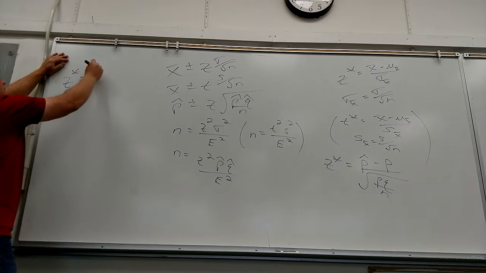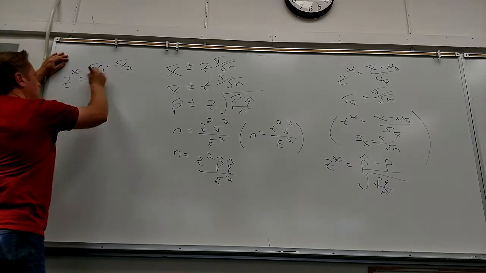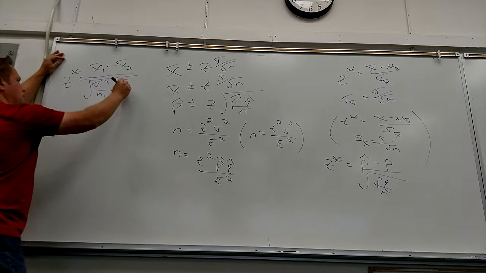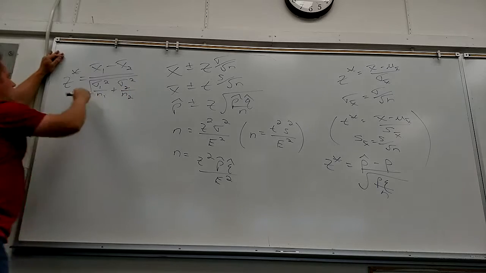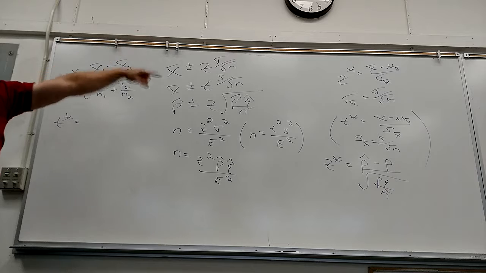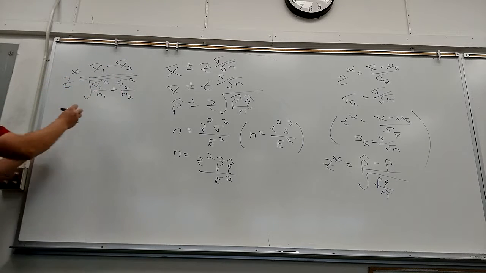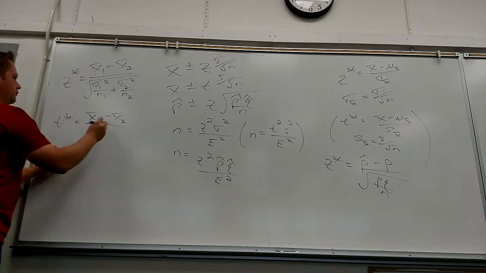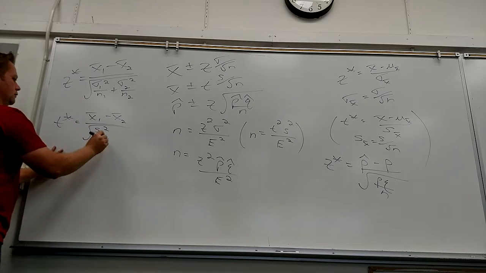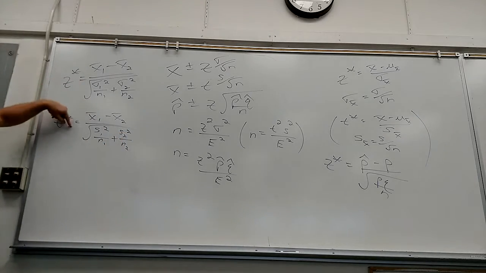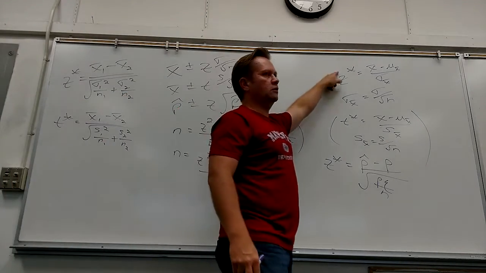Z star equals x bar 1 minus x bar 2 over the square root of either sigma 1 squared over n 1 plus sigma 2 squared over n 2. It's really the same idea as over there. The only difference with this one is that I don't know the sigmas; I only know the s's. So these are the same formulas as these, just with everything doubled.